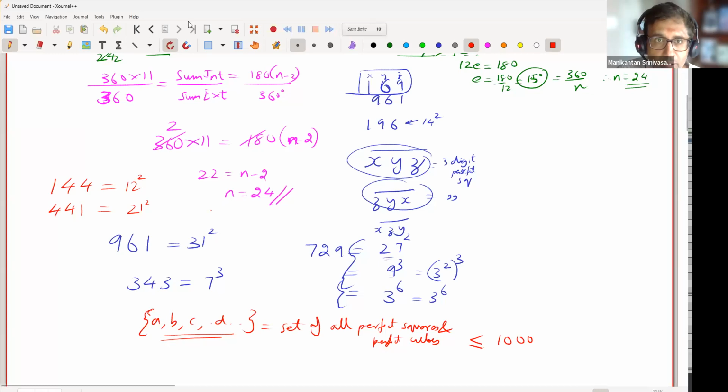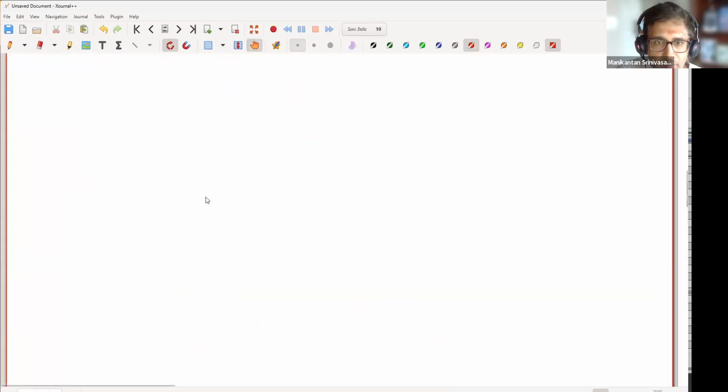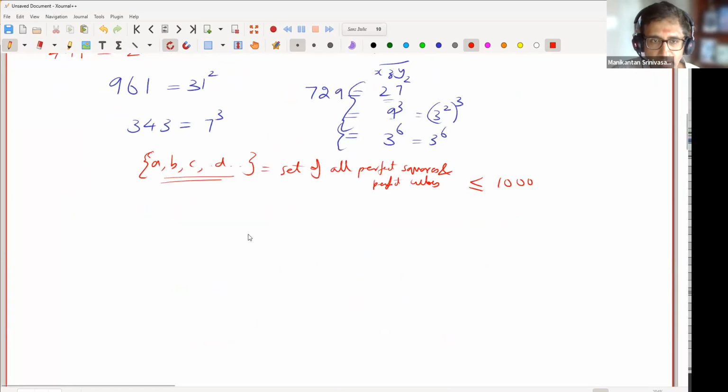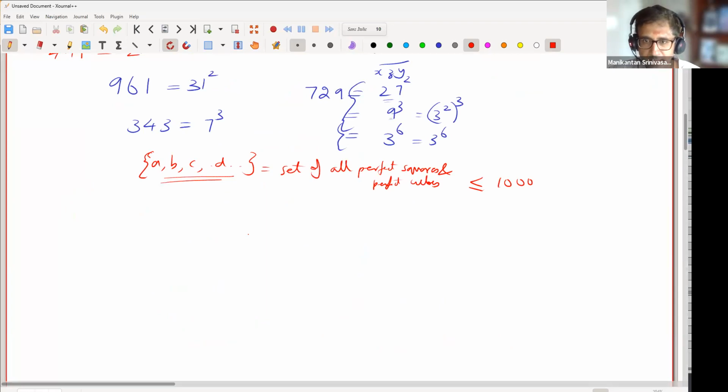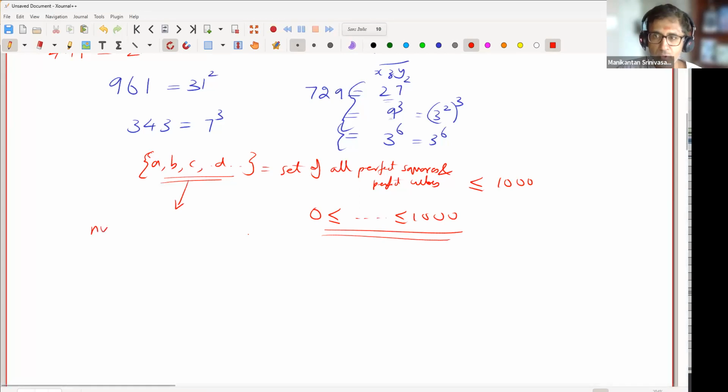So let me just create more space here. Okay. So set of all perfect squares. So 0 less than or equal to this number, less than or equal to 1000. Okay. So 0 is a perfect square. It's also a perfect cube. Find the number of elements in this set. All of you do it. Arnav will answer this. Number of elements in this set.